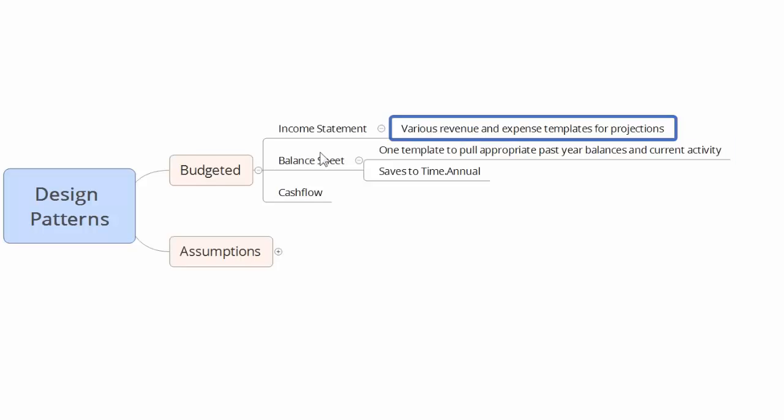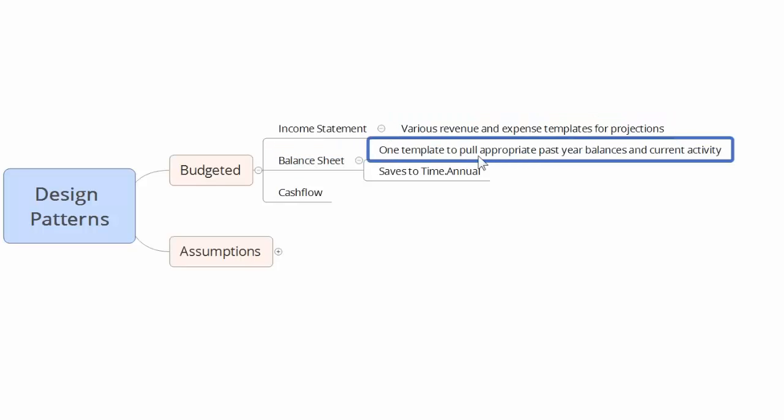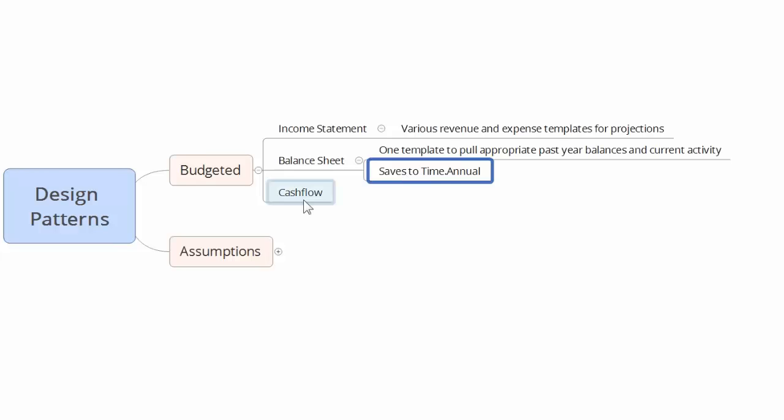on a monthly basis. Now the balance sheet itself is going to be one template to pull appropriate past year balances and current activity. I'm going to save the balance sheet information to time.annual. So rather than individual month, there's an element in the time dimension called annual. And then the cash flow, similar, is going to be one template where the logic will be really in the template. And it will pull the right periods, do the right calculations, and save to, again, time.annual to get the cash flow information.